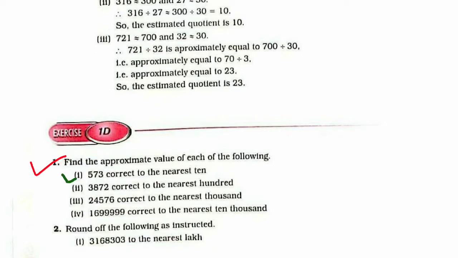In the first part, 573 correct to the nearest 10. Now in this part we will do rounding off to the nearest 10 place. Now look at this example.